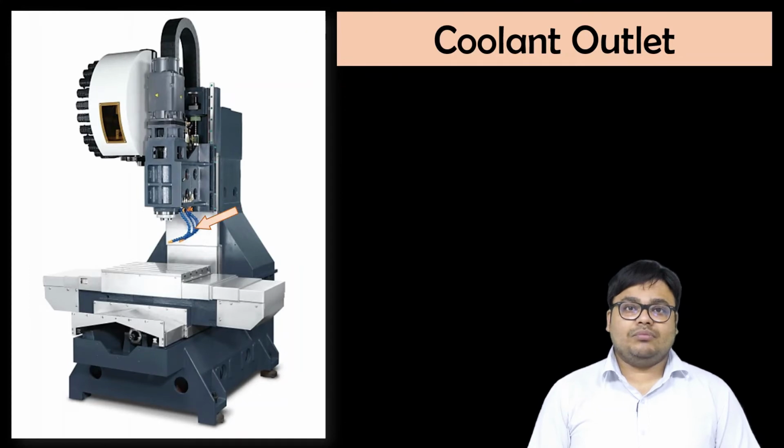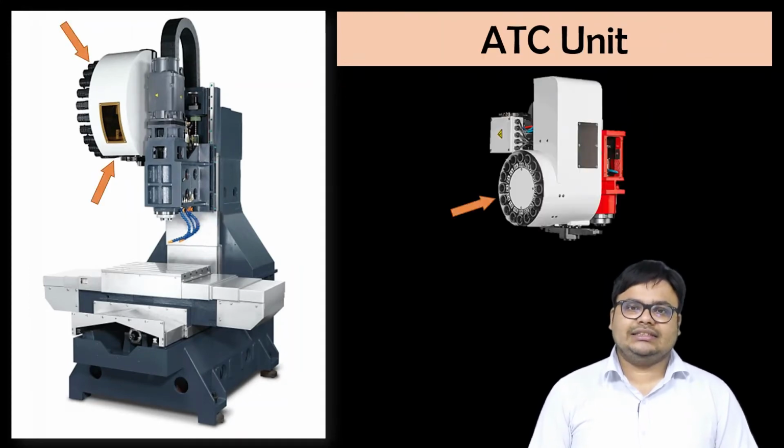Then the next one, one of the most important parts, is the ATC, that is the automatic tool changer. Some machines have this facility and some machines don't, and this makes a great difference. Any machine having this ATC attachment is called a VMC. If this attachment is not there, then generally we call it a CNC milling machine only. So if this attachment is attached, that particular machine becomes a machine center.